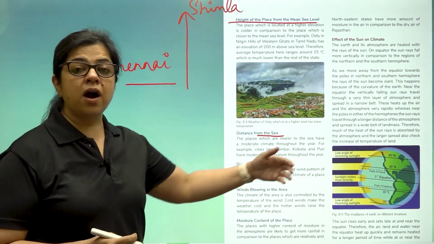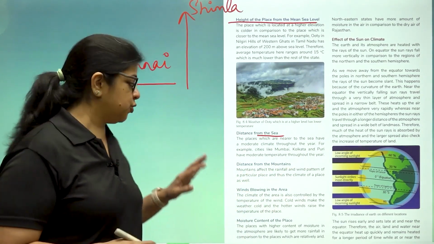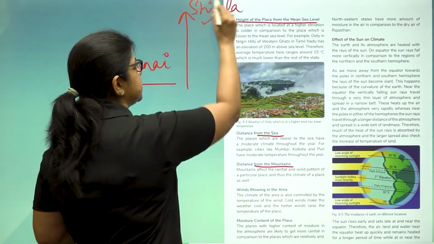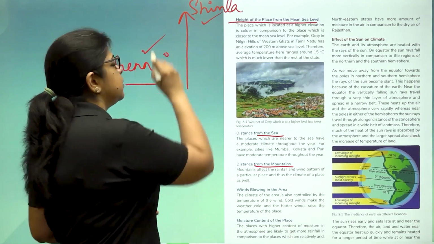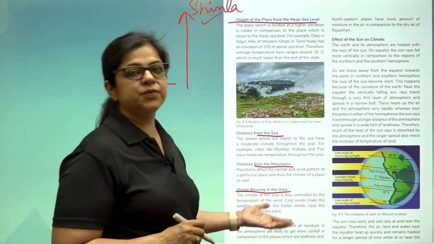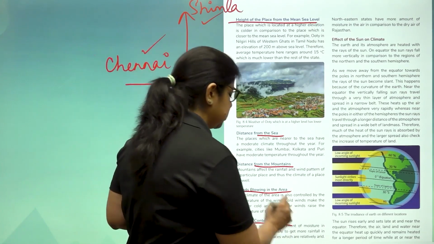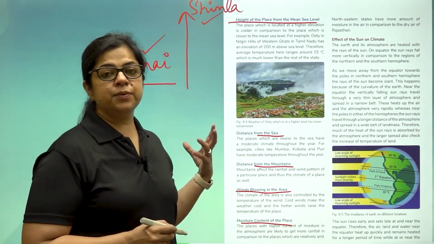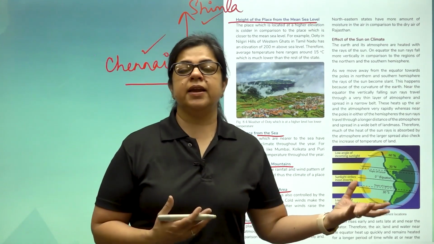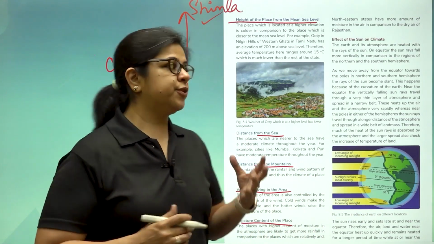Distance from the sea. The farther a city or a state moves away from the sea, the less humid it is going to be. Then distance from the mountain. Again, the same example, Shimla, which is a hill station, will be cooler than Chennai, which is far, far away from mountains. The winds blowing in the area, this we've already discussed before, how wind affects the temperature of an area. Moisture content of the place. Obviously, if a place is very humid all the time, if the humidity is 80%, 85%, it is neither going to rain nor is it going to feel comfortable.